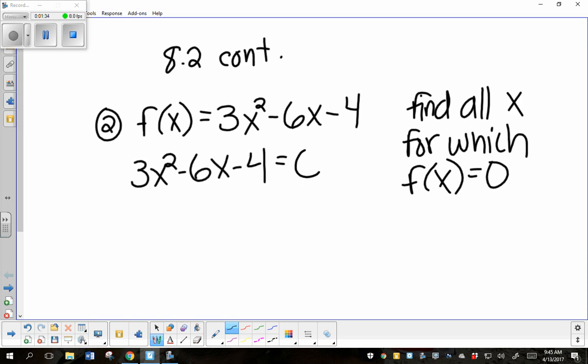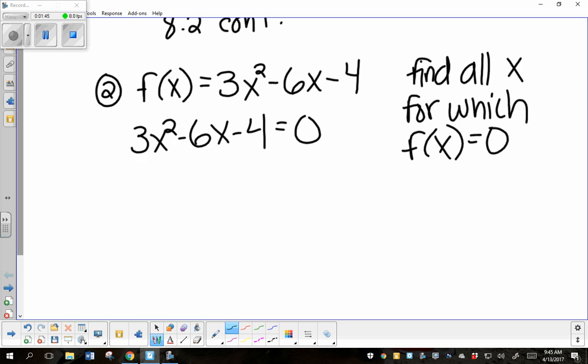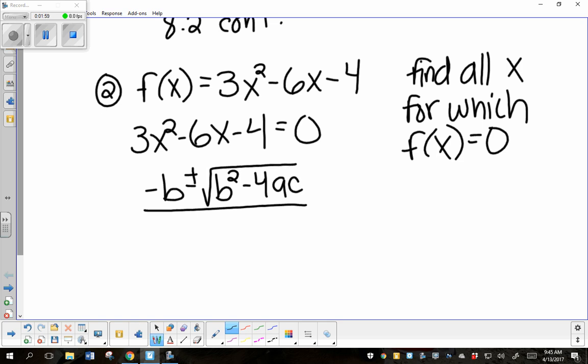Now we know that if we're solving a quadratic and we have it equal to 0, what formula can we use? The quadratic formula. So let's go ahead and write down the formula so we remember it. Negative b plus or minus square root b squared minus 4ac all over 2a. And that's technically x equals that, because that is the x-intercepts. It's what x equals when we solve this, when we set it equal to 0.